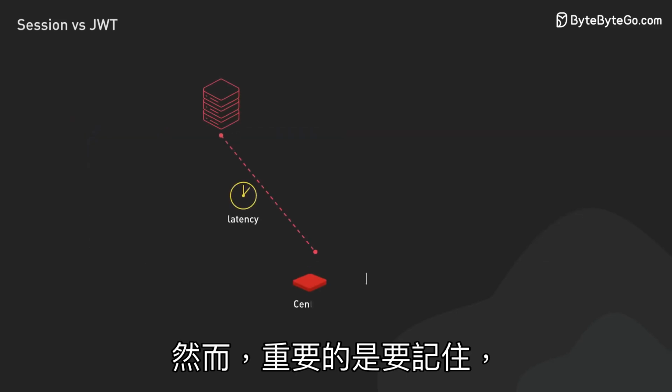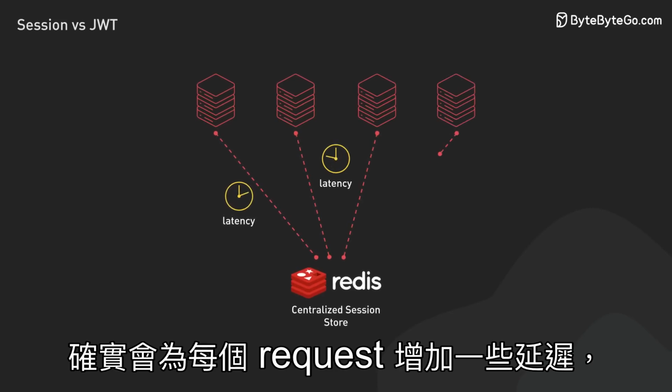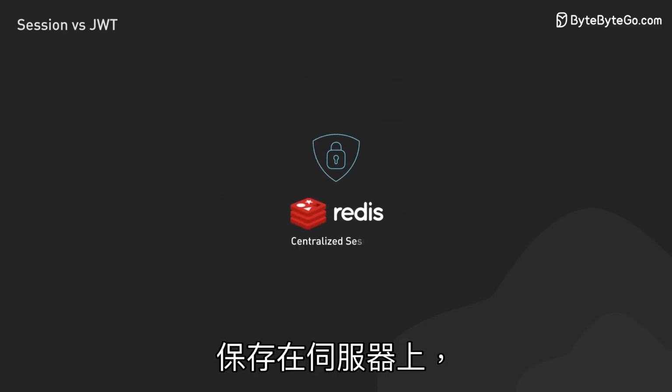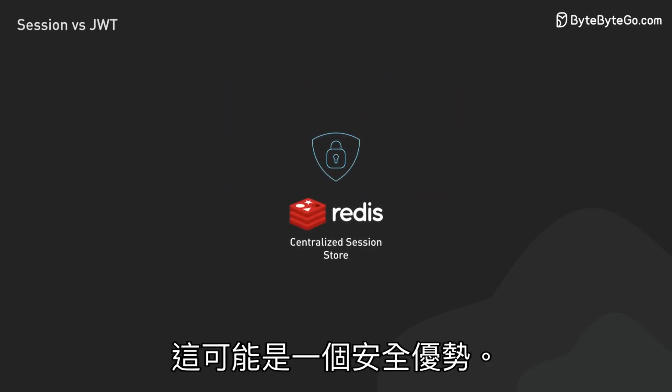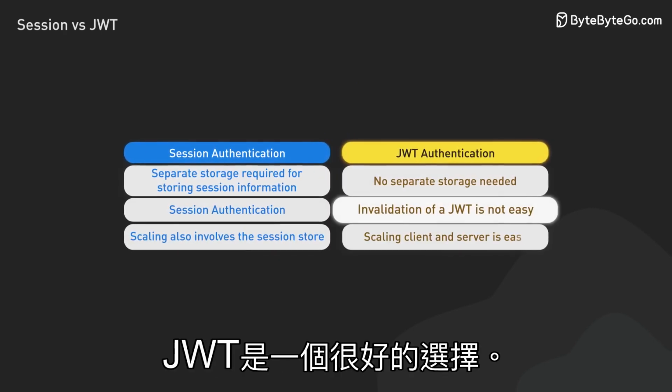However, it's important to keep in mind that using a centralized session store does add some latency to each request, as the server needs to fetch the session data from the store. Finally, sessions keep sensitive data on the server, which can be a security advantage. On the other hand, JWTs are a great choice when you need a stateless architecture.